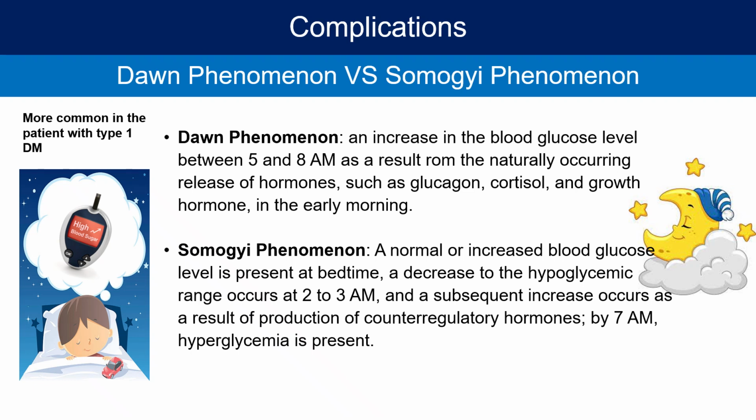So again, this is thought to be a result of counter-regulatory hormones, and then by the time they wake up, they're actually hyperglycemic. Okay, so they go to bed normal or a little bit high, then they go really low around 2 to 3 a.m., and then they wake up high. Again, the reason why you should be aware of this as the RN is because you might see these blood glucose variations, and usually we can treat this with adjusting their insulin doses or maybe giving them a snack before bedtime. Just depends on the situation.